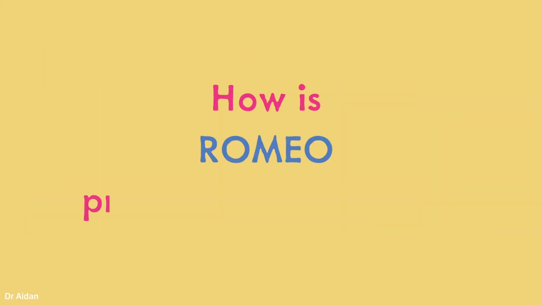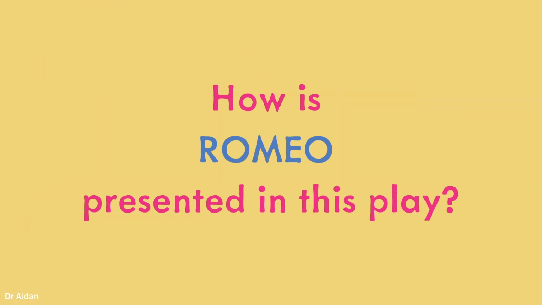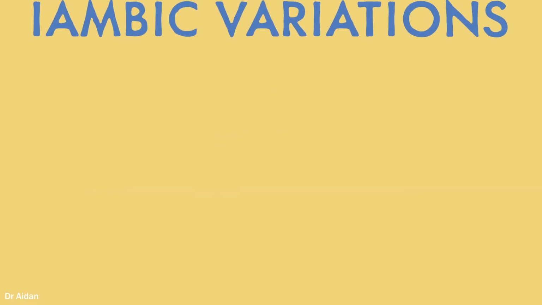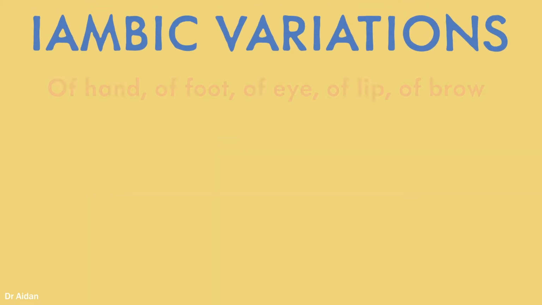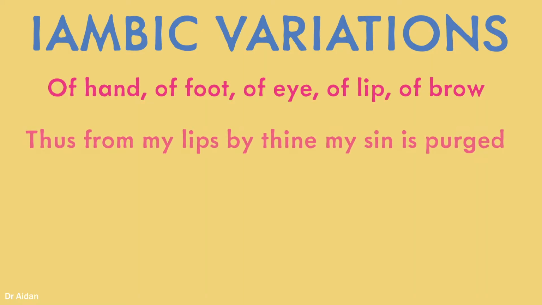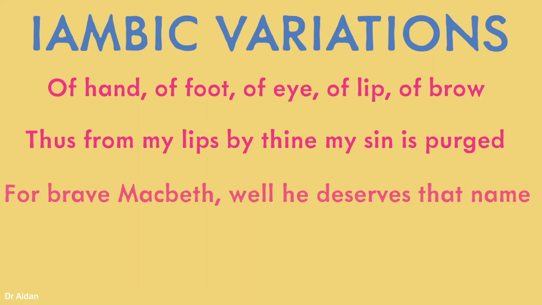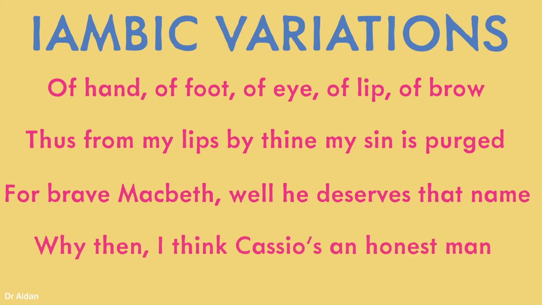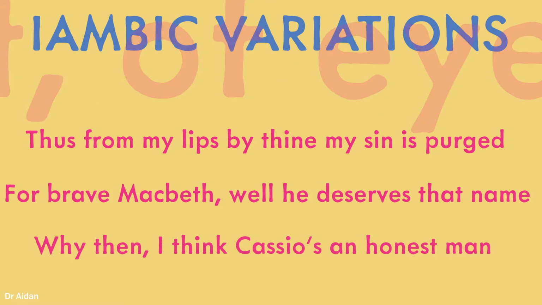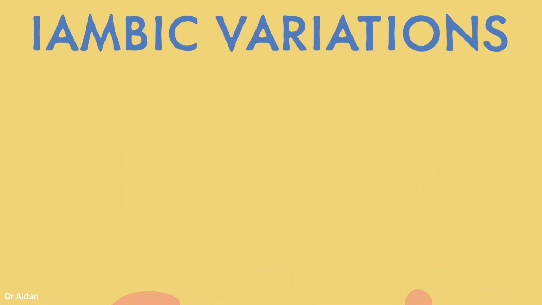How a character is presented in a Shakespeare play is a question that's often asked by examiners. The answer to that question lies not only in what they say, but how they say it. And that is influenced by Shakespeare's choice of words and how they are arranged. In this video, I'm going to focus on two of the key ways Shakespeare arranges words.